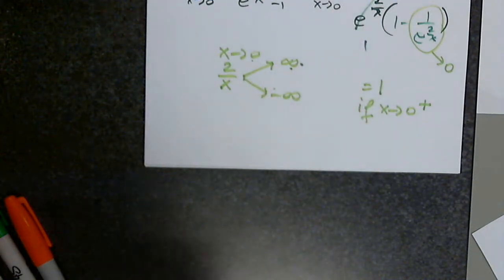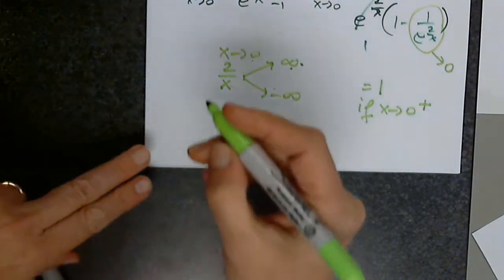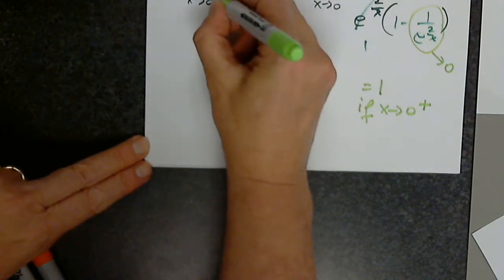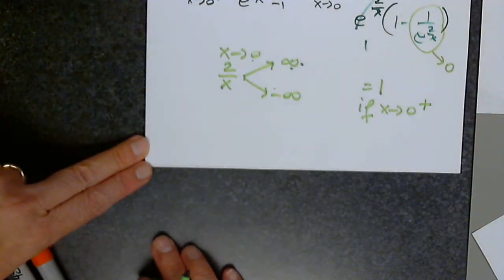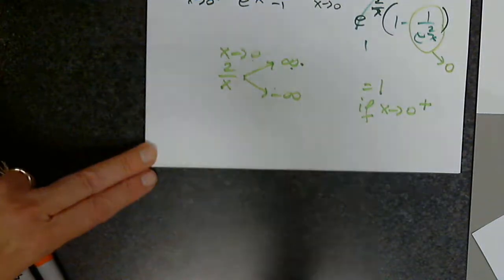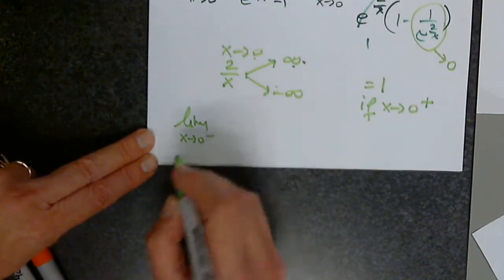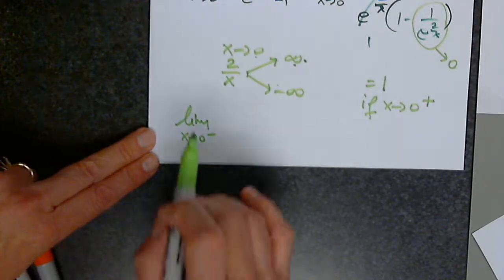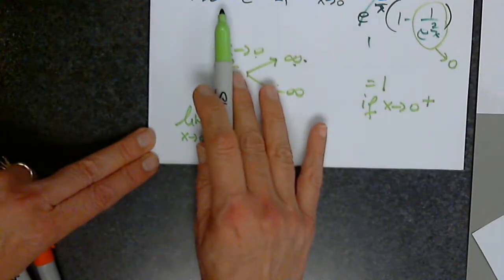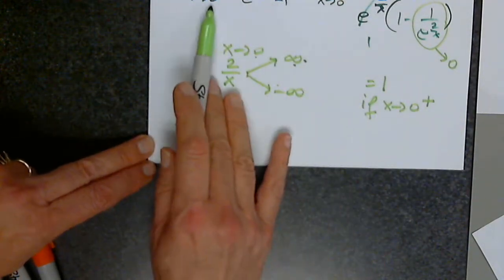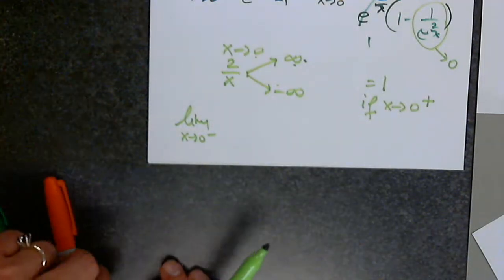So for now, because I don't want to extend this, I have other important things to do with you, I'm just going to say this from the right-hand side. And we can, next time after I return the tests, talk about this one and see what happens. But this is definitely from the positive side. Since it's from either side, I have to determine both.